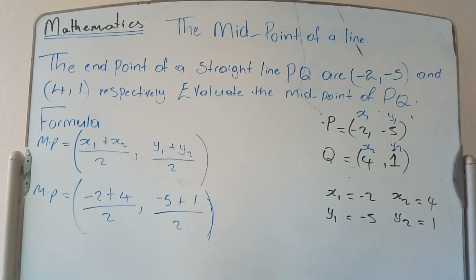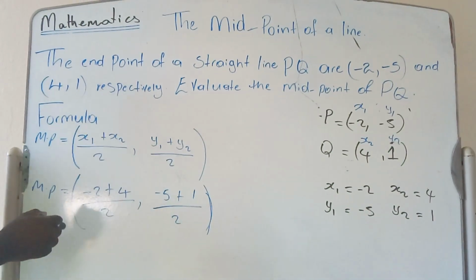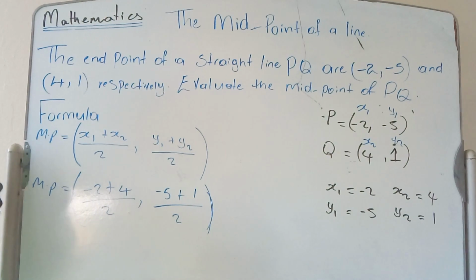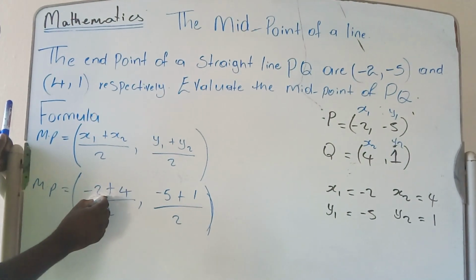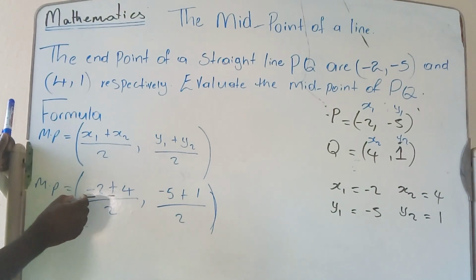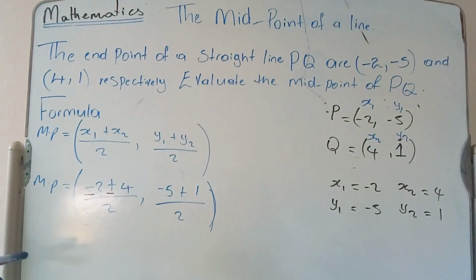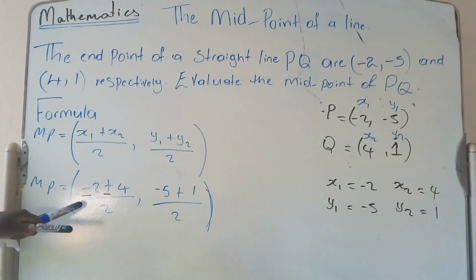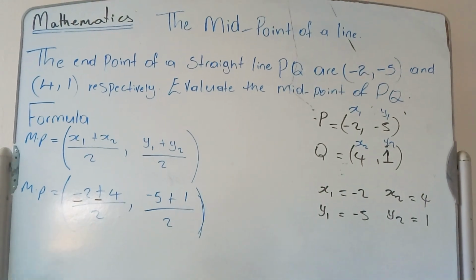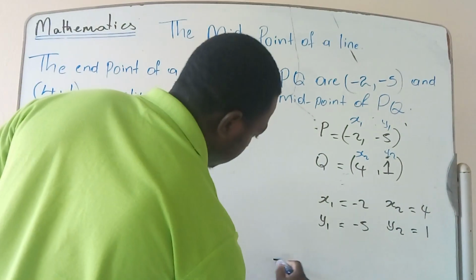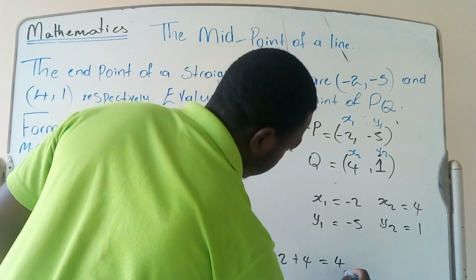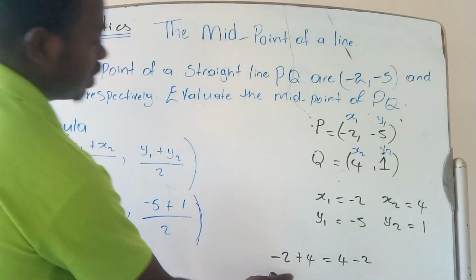Now, here in the numerator, we have -2 plus 4. Note that the signs are different. We have a plus sign and we have a minus sign. Whenever the signs are different, we just subtract and keep the sign of the larger number. Note too that -2 plus 4 is equal to 4 minus 2, if that makes it easier for you.